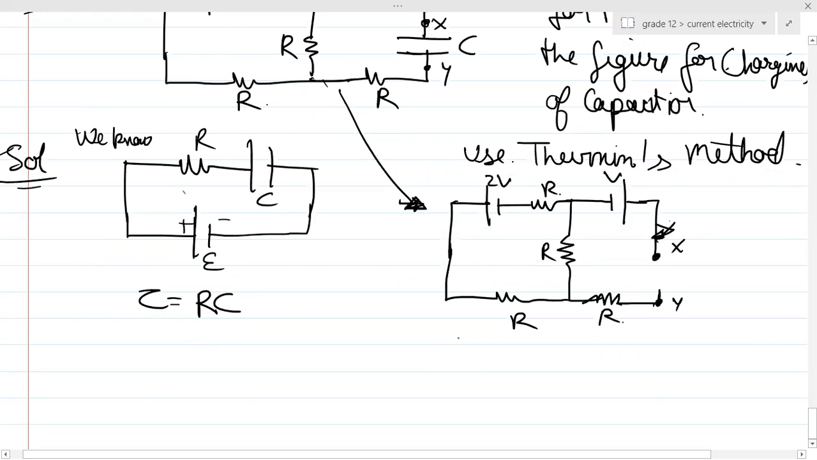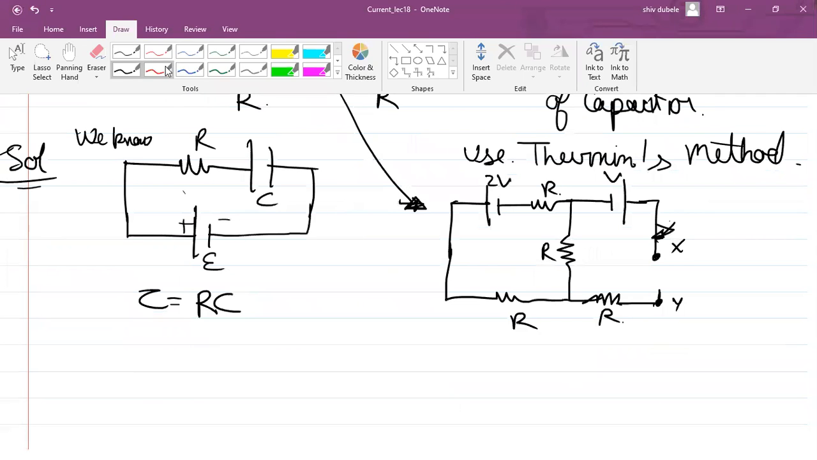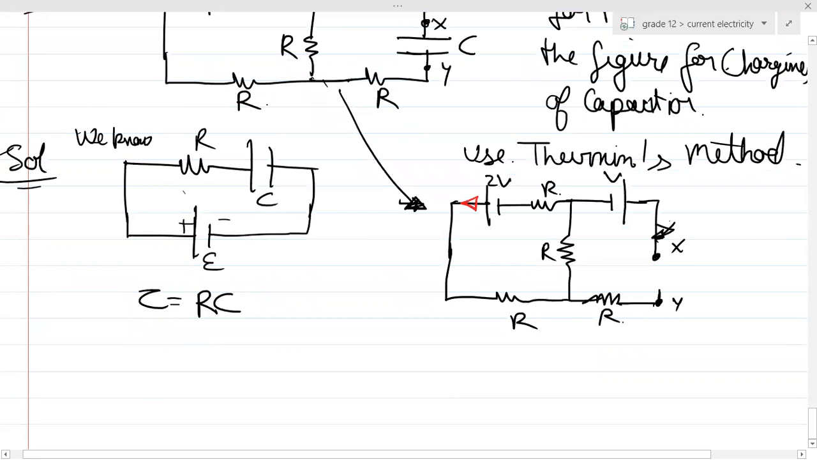Guys, are you able to apply Thevenin over here? What will be the value of current? Will there be any current flowing in the circuit? Yes, current will flow only in this part. So let's say current is I.